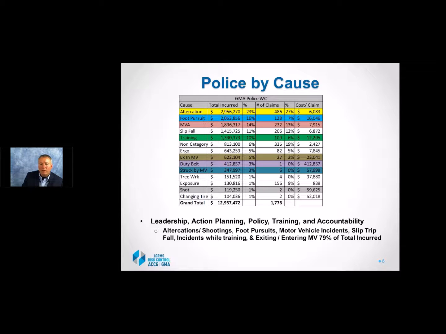People wearing a duty belt, only 3% of the claims. Again, that's caused ergonomic claims up to $400,000. Struck by motor vehicles. We don't have many claims associated with that. We only really have 6, but those are very expensive claims, as you would imagine. And then shootings. So I feel that, again, if you look at altercations and shootings, foot pursuits, motor vehicle incidents, slip and falls, incidents while training, entering and exiting motor vehicles, you're going to have about 79% of the total incurred associated with that. Those are the things we can attack.